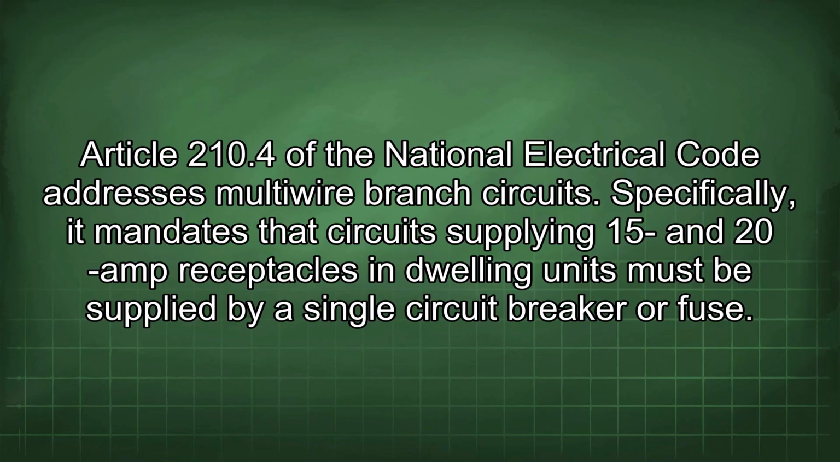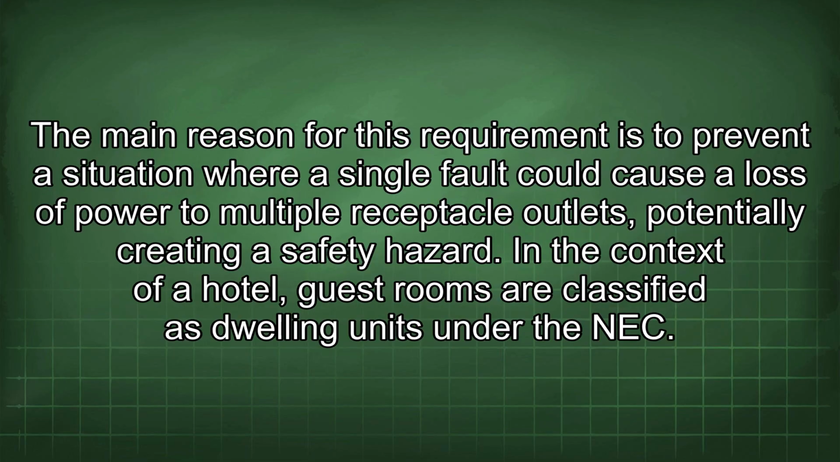Article 210.4 of the National Electrical Code addresses multi-wire branch circuits. Specifically, it mandates that circuits supplying 15 and 20 amp receptacles in dwelling units must be supplied by a single circuit breaker or fuse. The main reason for this requirement is to prevent a situation where a single fault could cause a loss of power to multiple receptacle outlets, potentially creating a safety hazard.